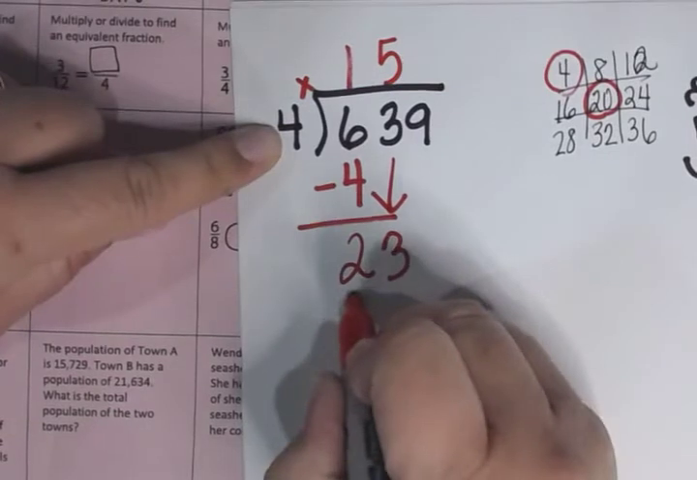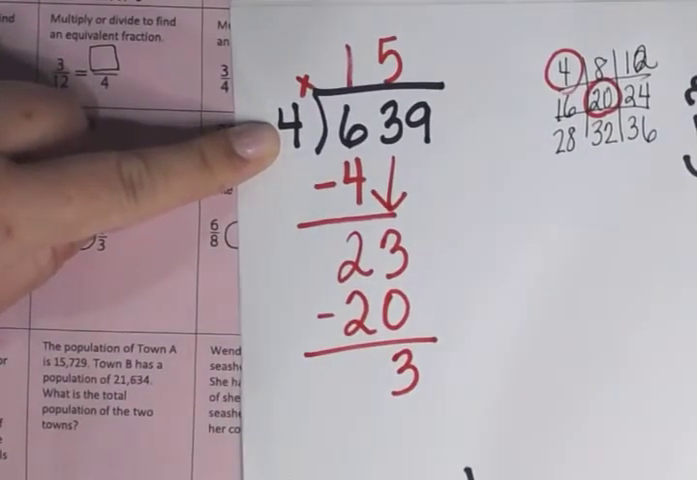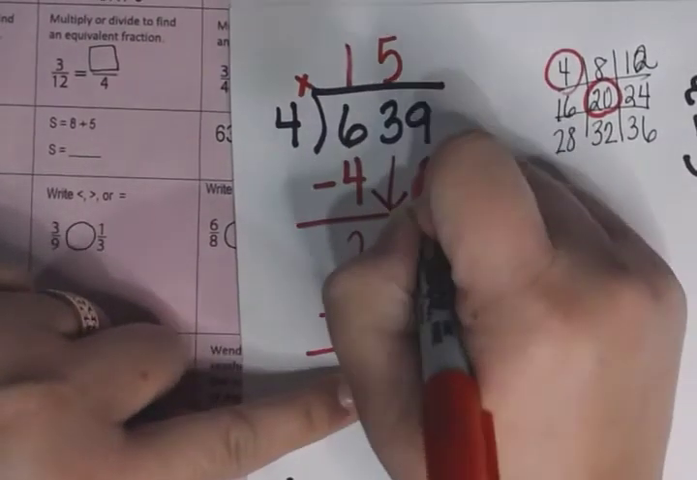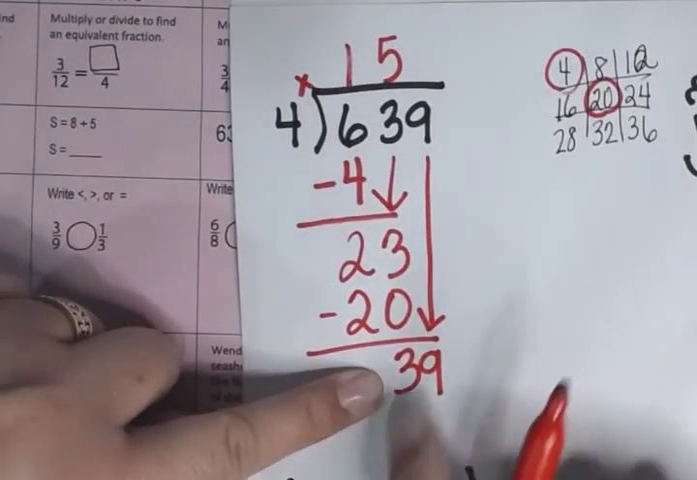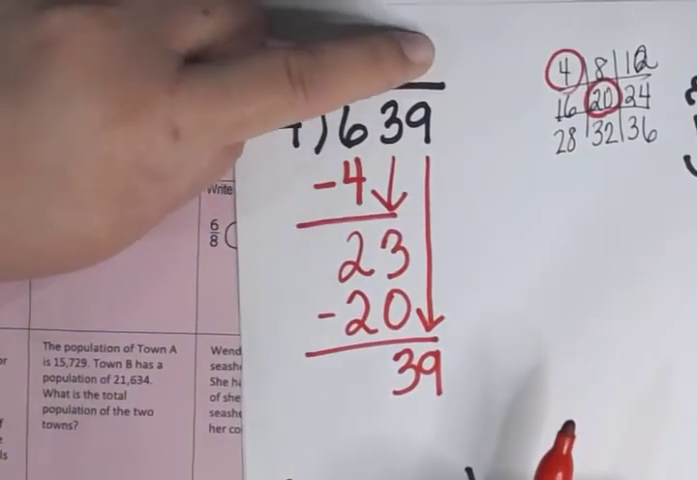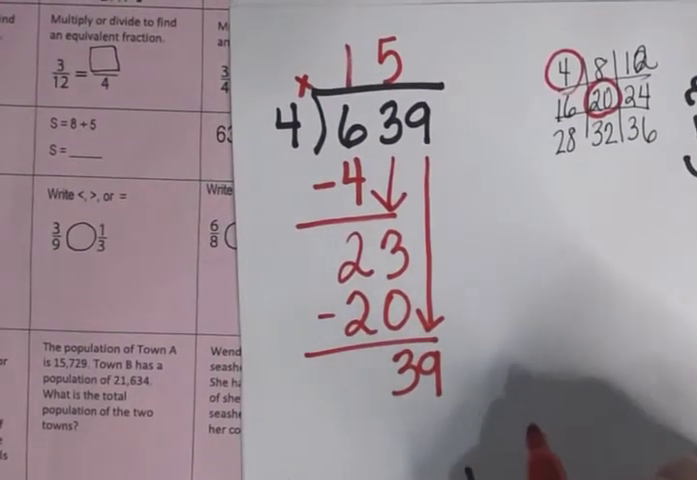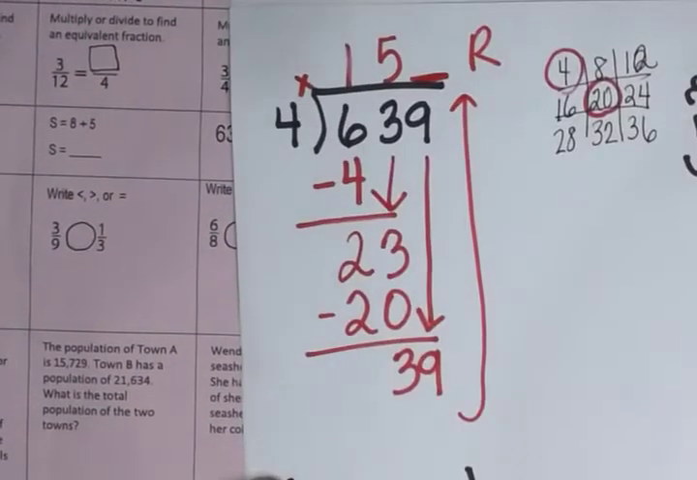5 times 4 is 20. I subtract and get 3. 4 is greater than 3, so go to the next number, bring it down, look for the closest number to 39 without going over, write your number here, multiply and subtract. Remember, if you have a remainder, I'm not going to tell you if you do or don't, then your remainder would go up here. Don't forget there's another number missing here. You may not have a remainder, but I'll tell you, just by looking at this, you do.